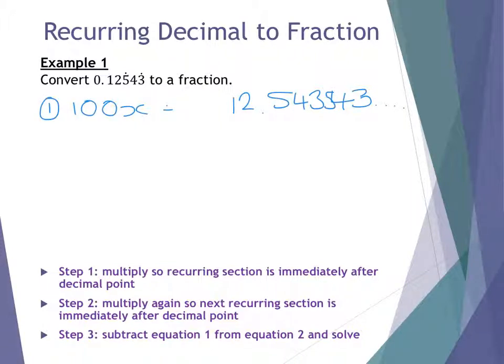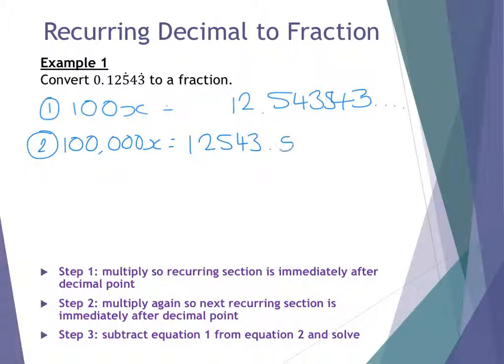Now to get this recurring bit to move up in front again, we're going to have to times that by 1,000. So we've got 100x to start with, we're going to times that by 1,000, so now I've got 100,000x, and that's going to be equal to 12,543 with the recurring section after it.